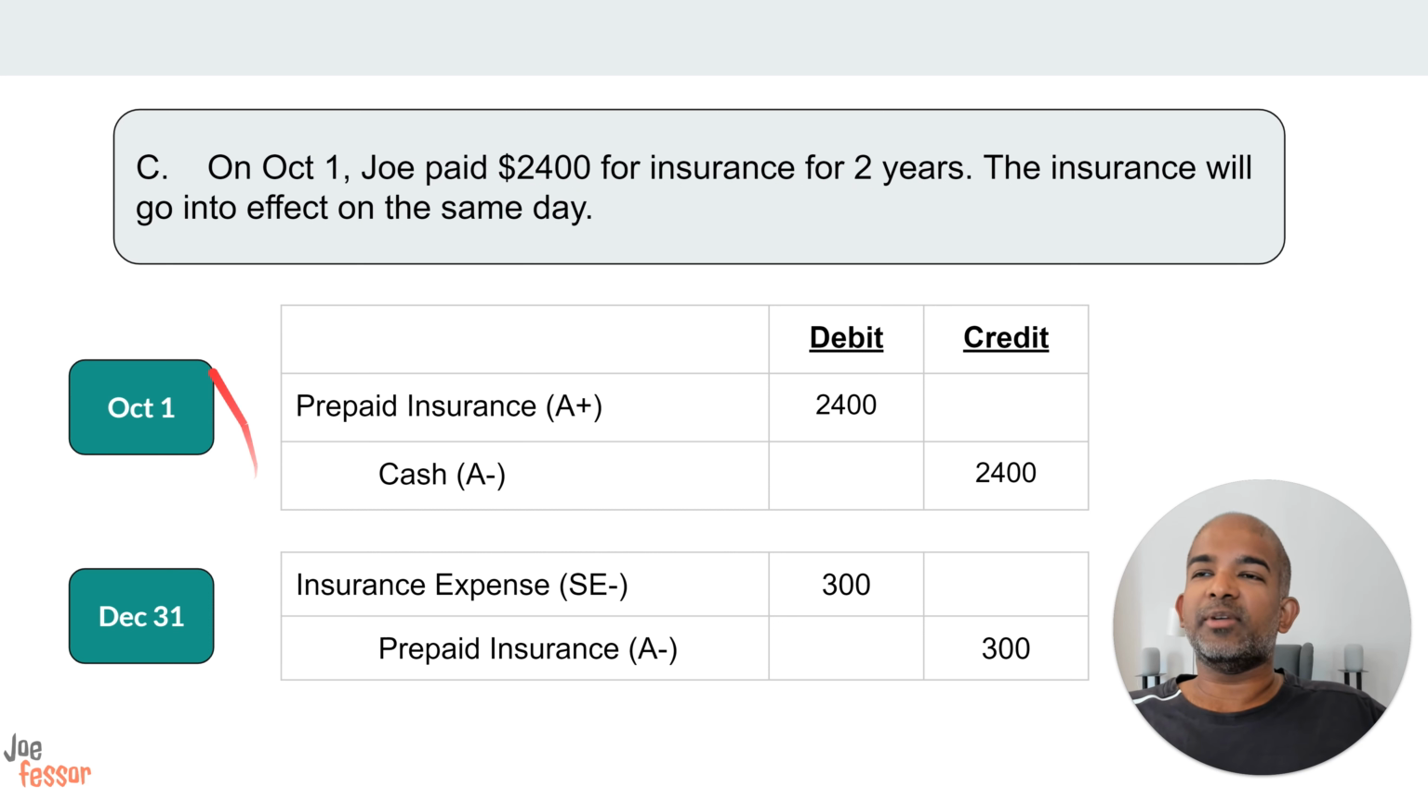On the 1st of October, because he's paying $2,400, you would credit his cash account by $2,400. Insurance has not been used yet. Because he's paying in advance, he would debit his prepaid insurance account to show that he has paid in advance $2,400. As of the 31st of December, 3 months have passed, so Joe would have used up 3 months of that insurance. 100 times 3, $300. So he would incur an insurance expense of $300. He has used up $300 out of that $2,400 of insurance, and he would reverse his prepaid insurance for the same amount. So he would credit his prepaid insurance account by $300.